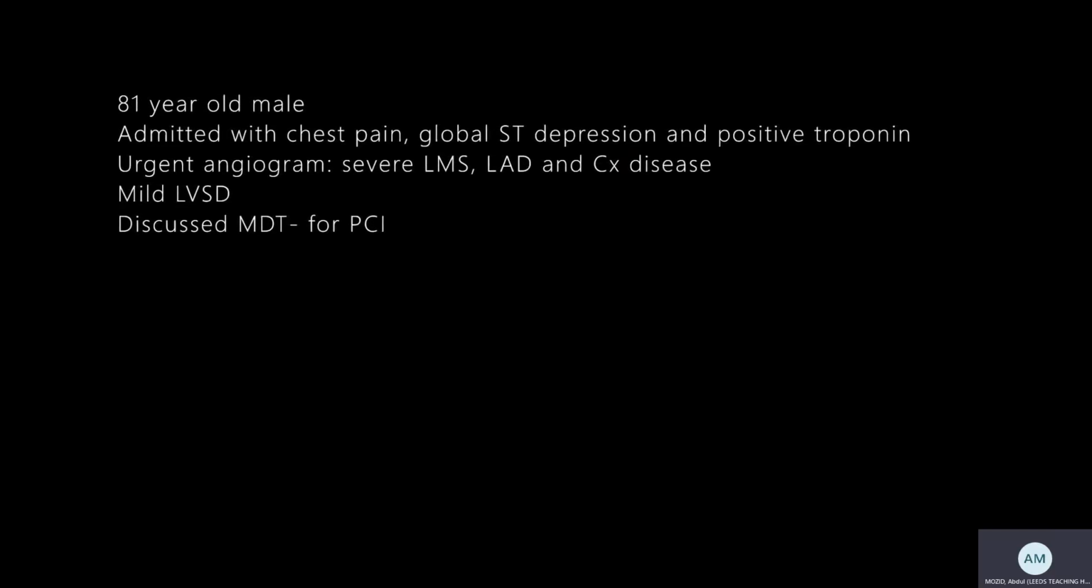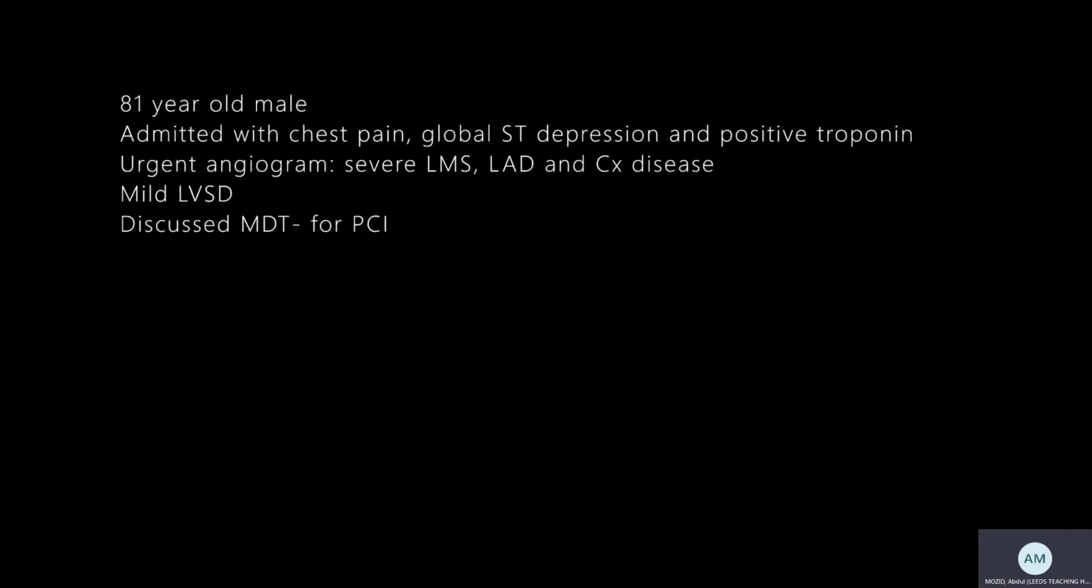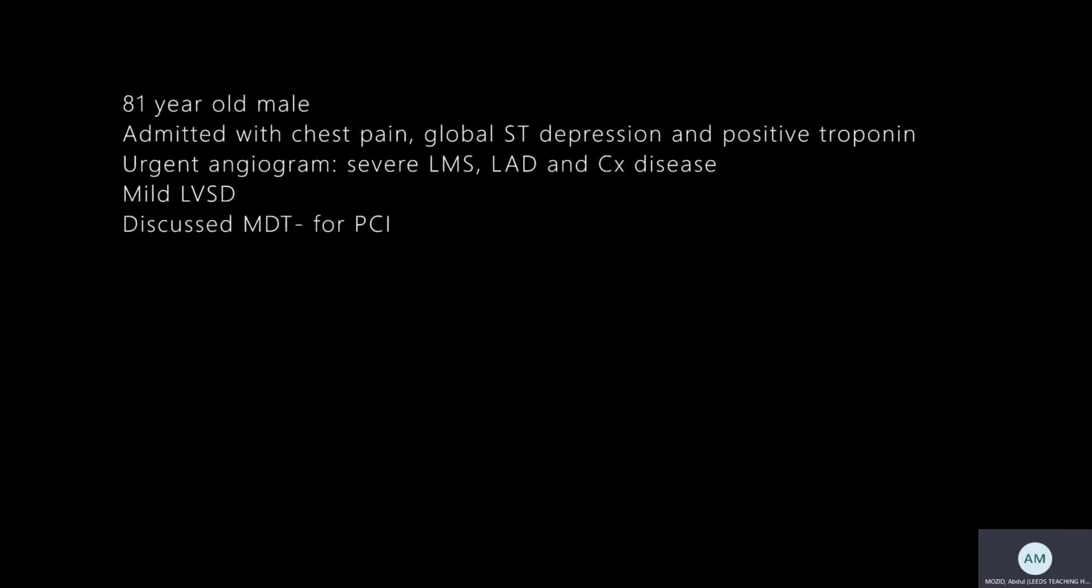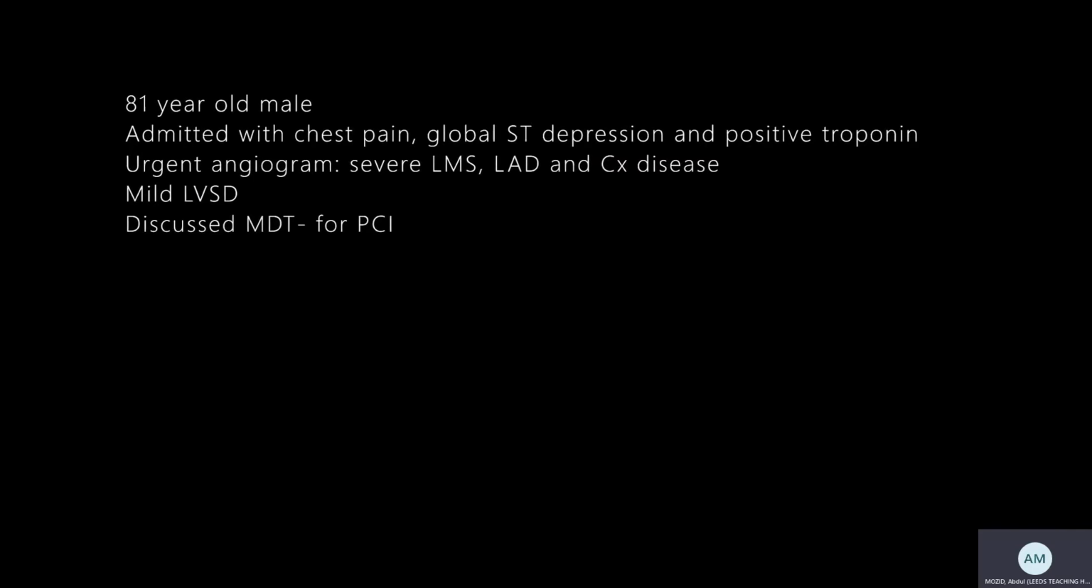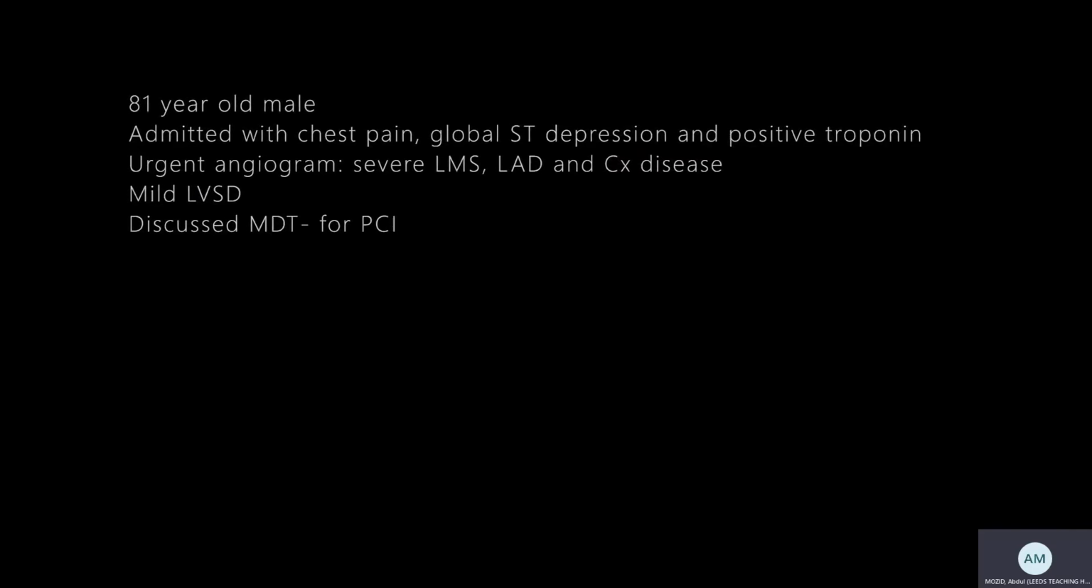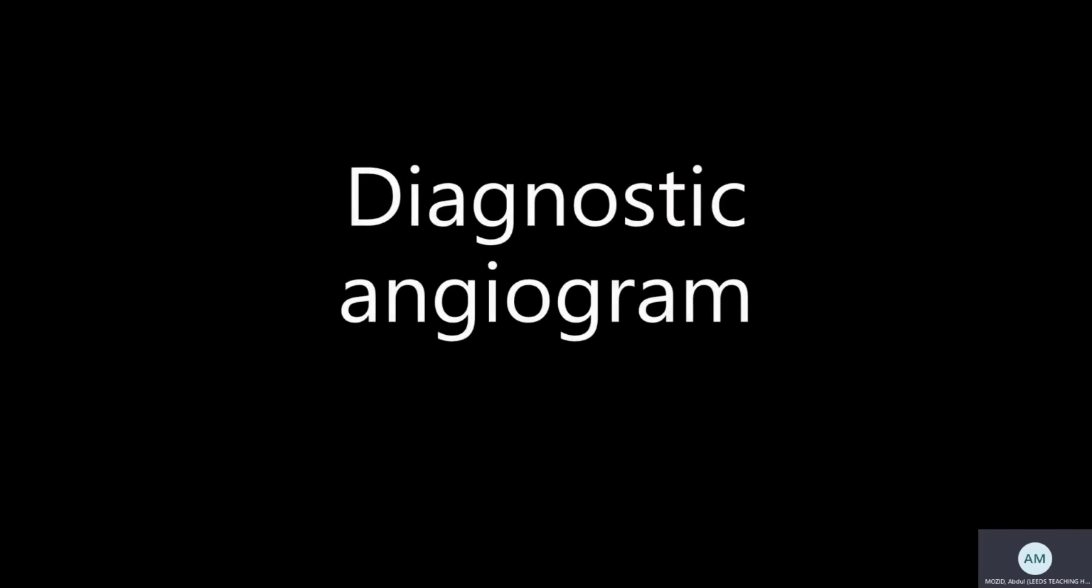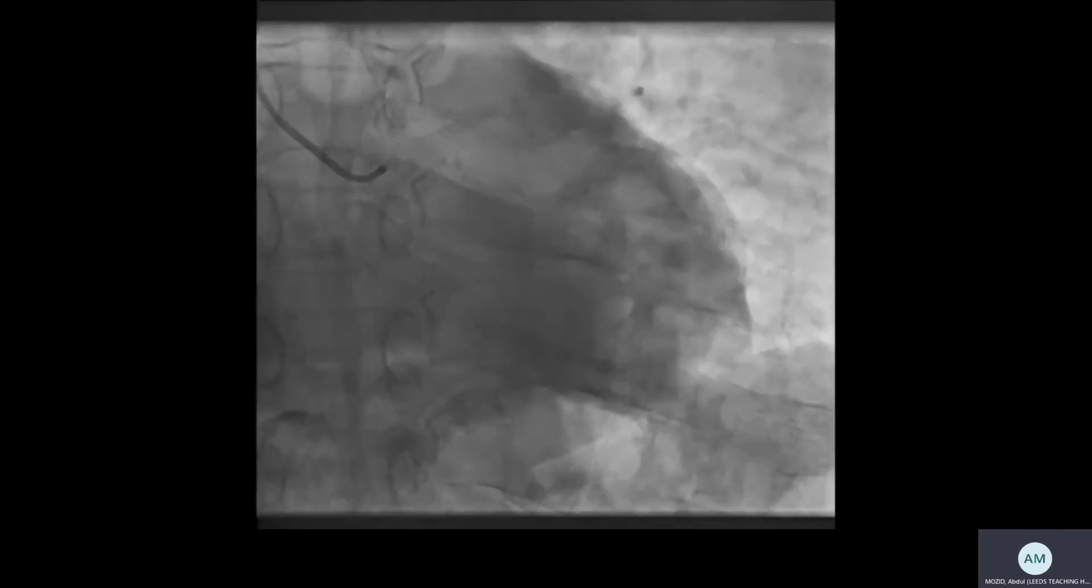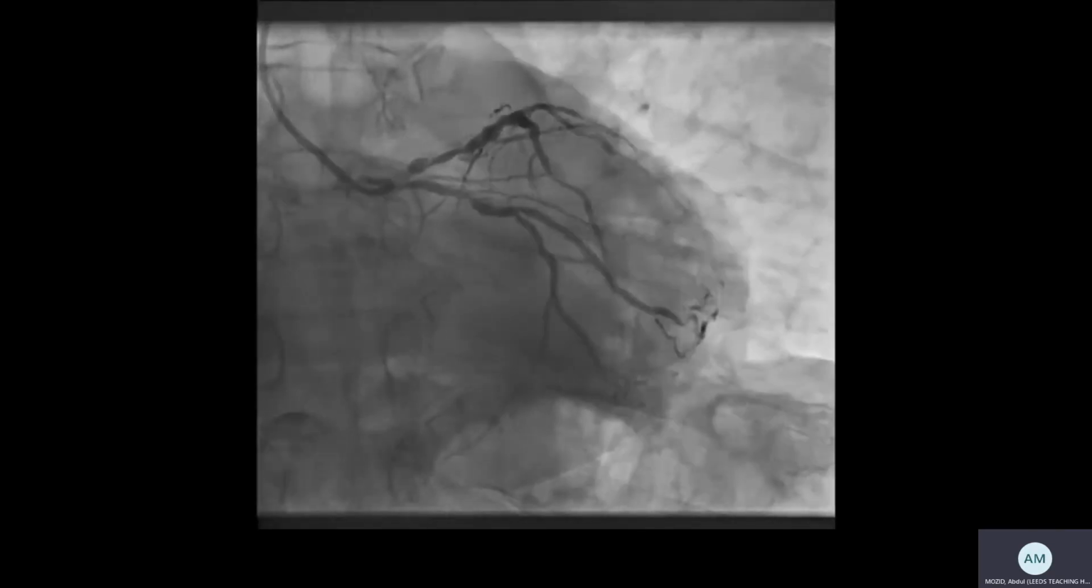So this is a case of an 81-year-old man who was admitted acutely with chest pain, global ST depression, and positive troponin. He went to an urgent coronary angiogram, which showed severe left main stem, LAD and circumflex disease. So this was his angiogram.